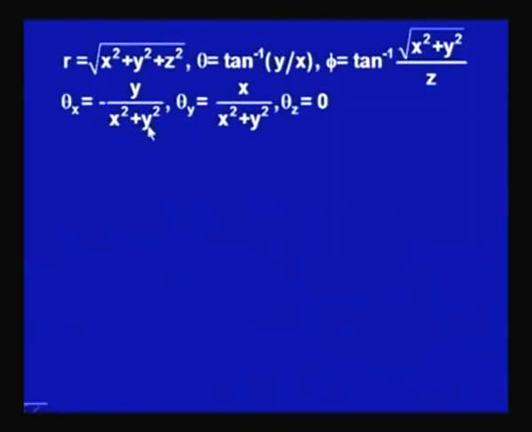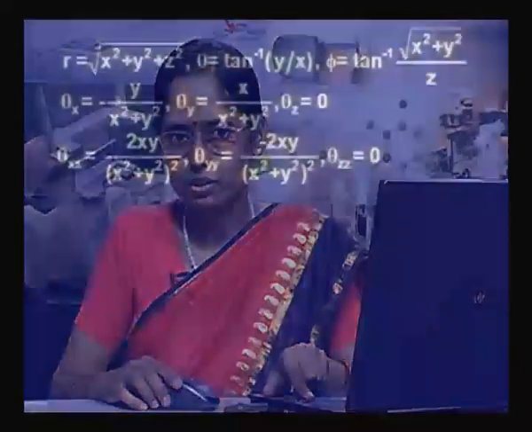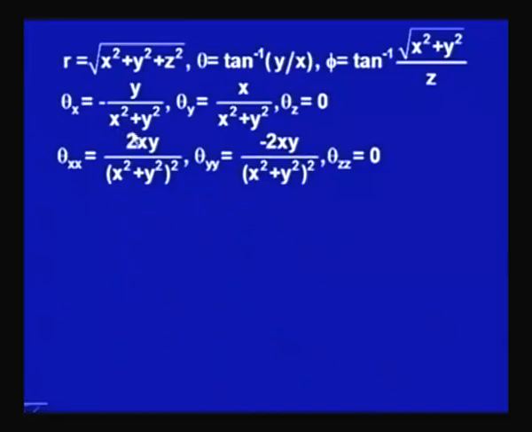There we had written it r square, but now this r is x square plus y square plus z square. We would get theta x as minus y upon x square plus y square, theta y as x upon x square plus y square, and since it is not containing any term of z, we will get theta z is equal to 0. So, the second derivative theta x x, we would get as 2xy upon x square plus y square whole square, because its derivative would be minus 1 upon x square plus y square, and the derivative of this would be 2x. Similarly, for theta y y we would get minus 2xy upon x square plus y square whole square, and the second derivative with respect to z, again it would be 0.